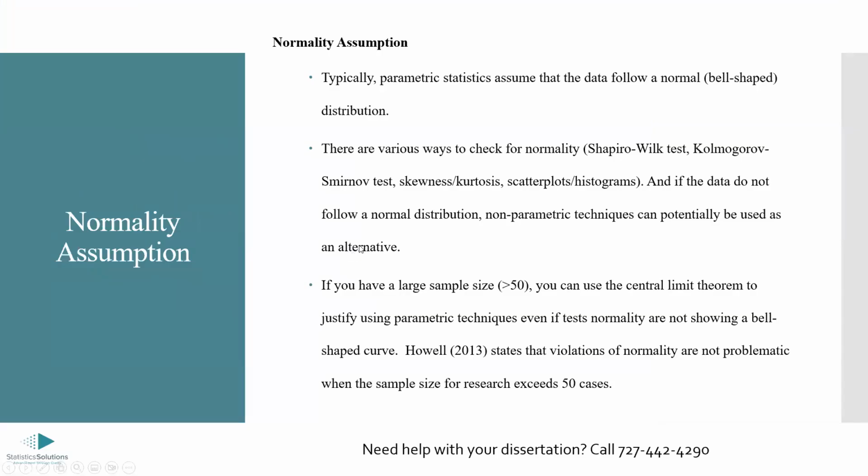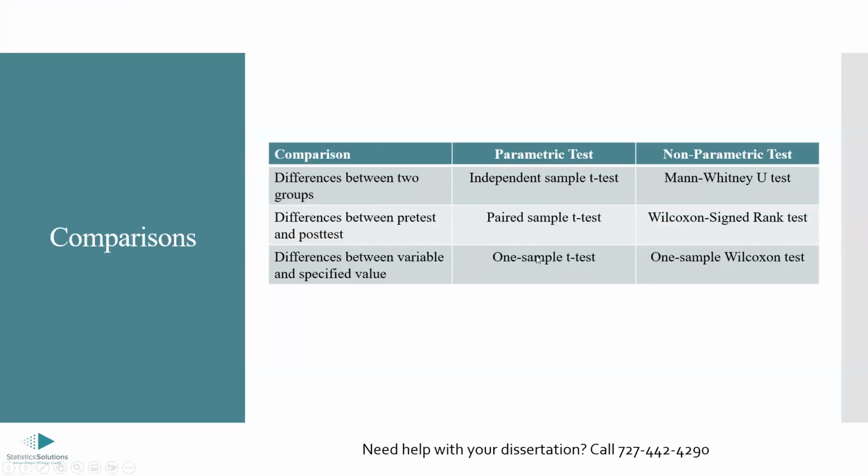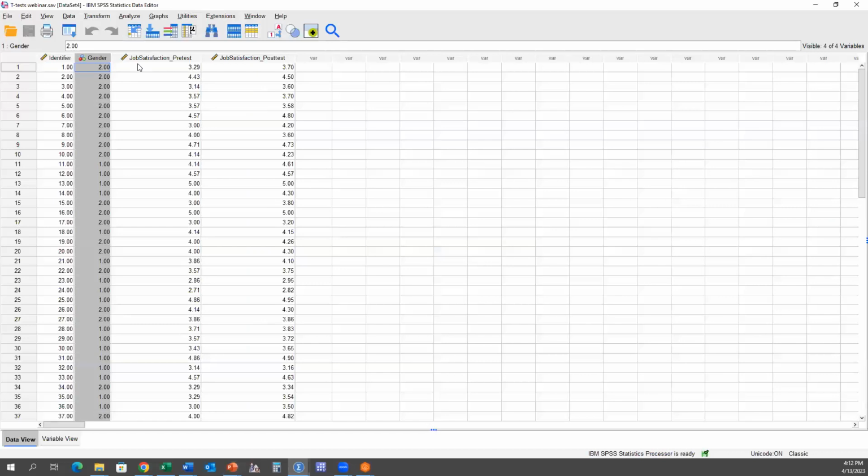Therefore, we can stick with this column here, parametric tests. If normality had been violated, then I would shift to the second column. Okay, so let's run an independent t-test between job satisfaction and gender.